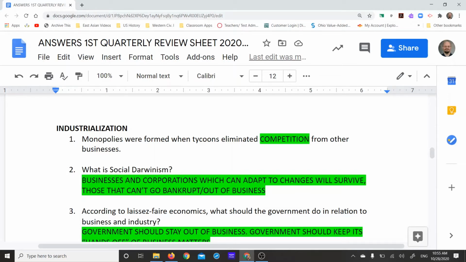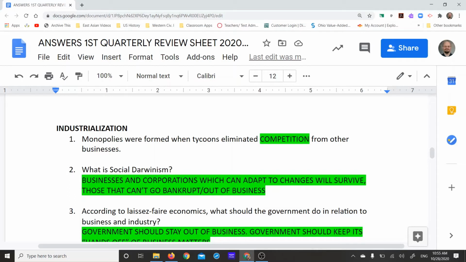What is social Darwinism? Social Darwinism is when businesses and corporations which can adapt to changes will survive, but those that can't go bankrupt or they go out of business entirely. This is similar to regular Darwinism or biological evolution, where organisms that can adapt and change to their environment will survive, but those that can't will go extinct.